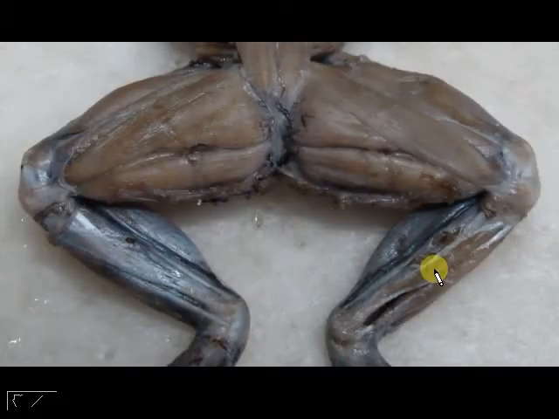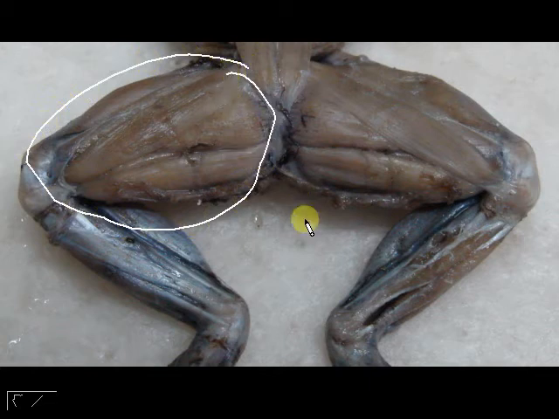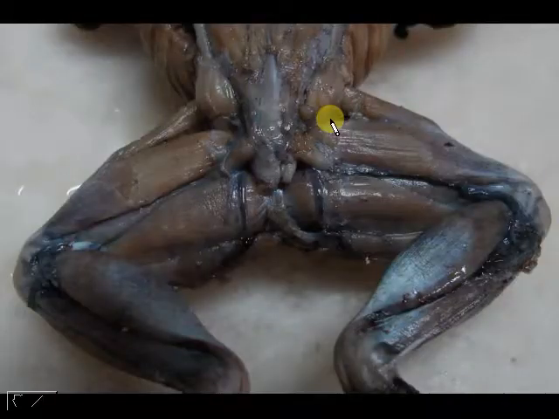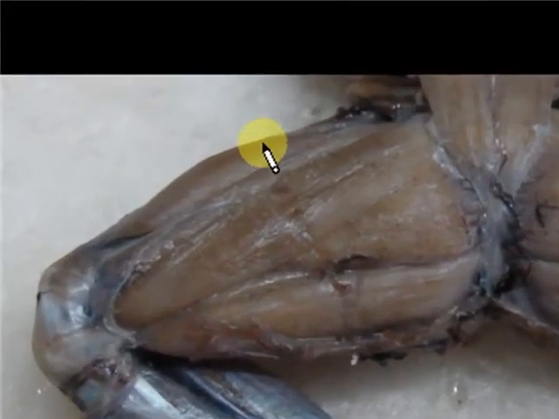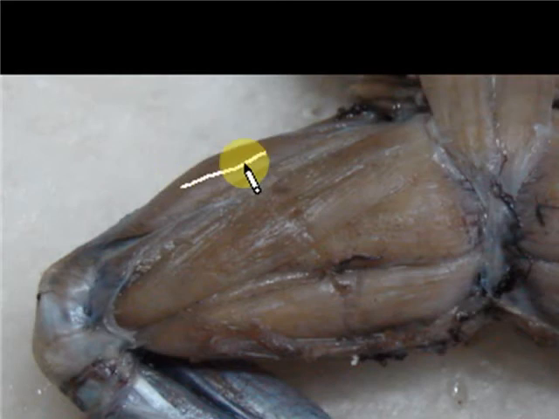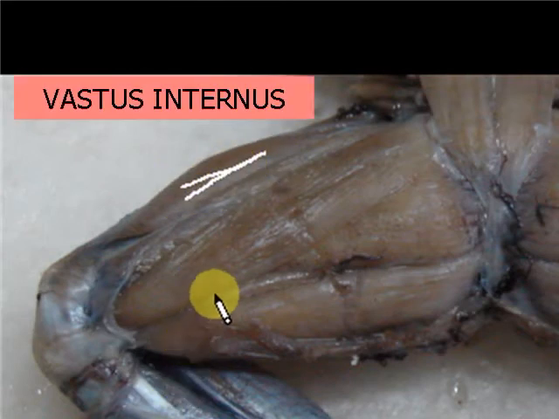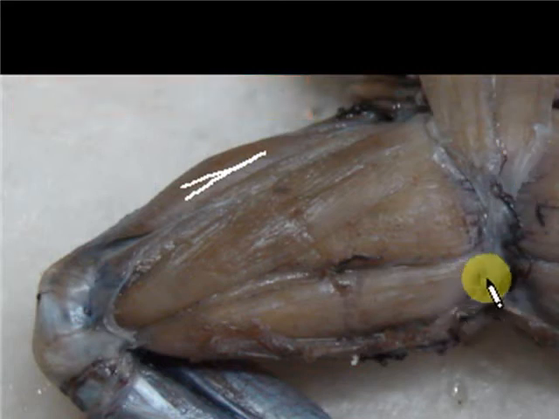Now let us move on to the muscles of your hind limbs, which we will divide into two main parts. First would be your thigh, and then the next one would be the shank. Let us first look at the muscles of the thigh. This one right here, the first one, that is your vastus internus. This view is the ventral view.